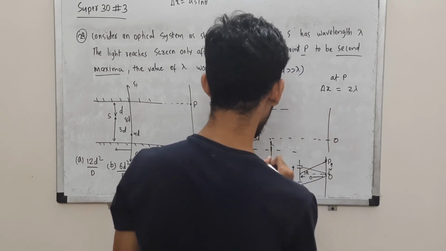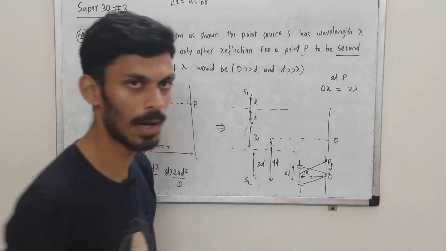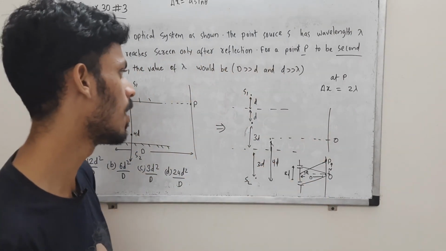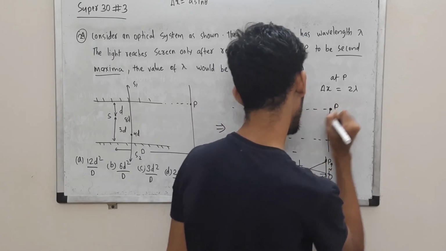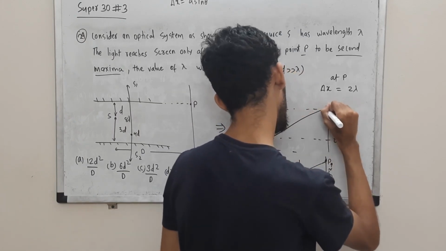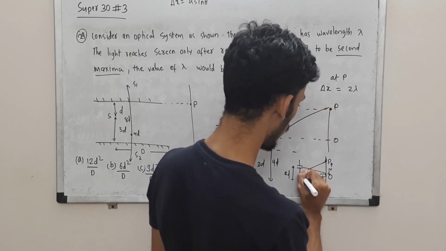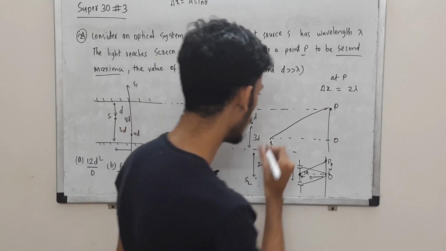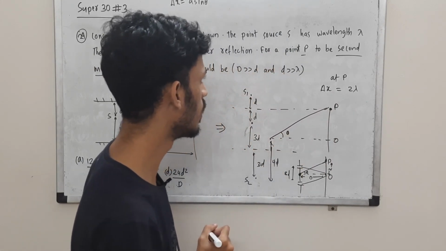So this will be the central maxima, because the rays from here and here will have no path difference. This is the central maxima, and this is our point P. Let's connect this point, just like we connected the center of the two slits, to the point P. Now you can find this theta. This theta is simple to find now.